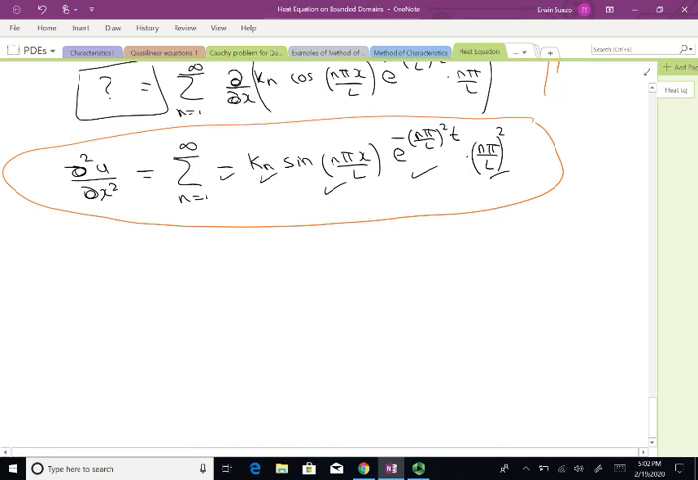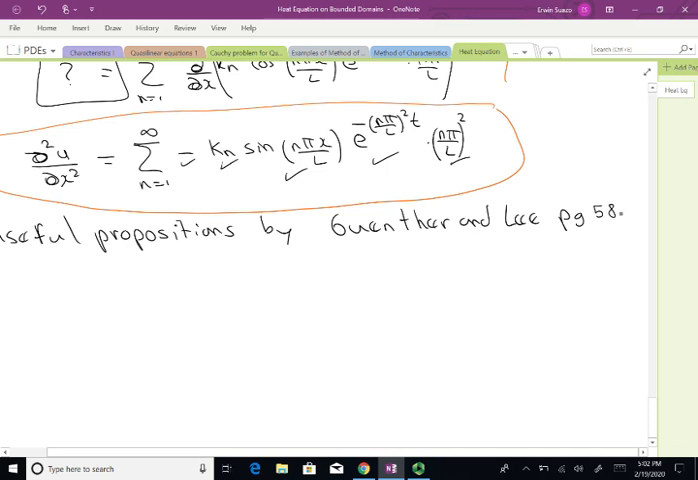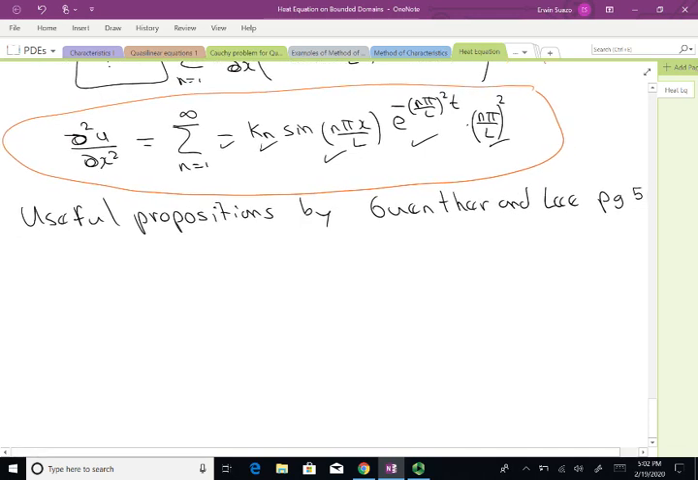Okay, so these propositions can be found in the useful propositions by Gunther and Lee book. This is on page 58 of that book. Okay, that's in the bibliography. So the first proposition says, it's a very useful one. I'm going to give you page 58, and we're going to start with a really useful one that is going to save you a lot of time, and you're going to love it.